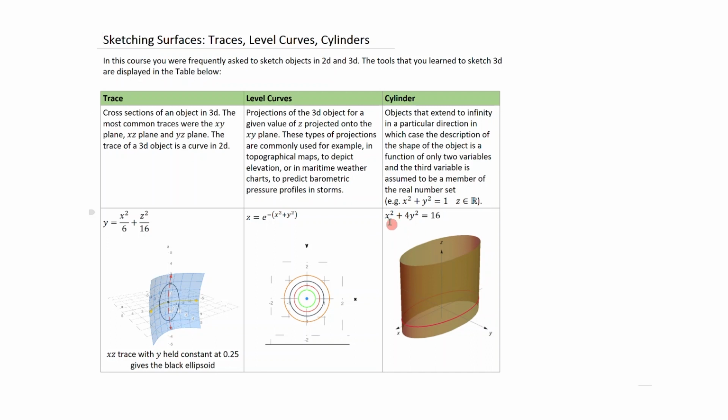So for example, x squared plus 4y squared equals 16. This is basically an equation of an ellipse if we let z equals 0, that's in the xy plane. But since z can be anything, it's like extruding this ellipse that you see in red along the z-axis, and so you essentially see a scaffold which is in the form of a cylinder but with an elliptical shape.